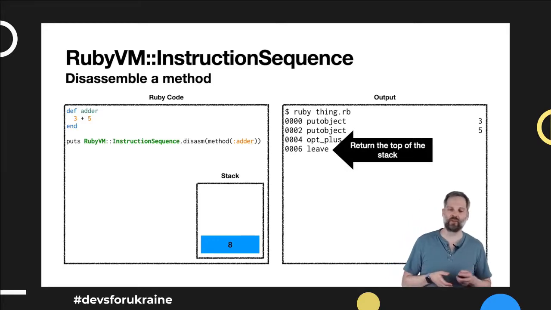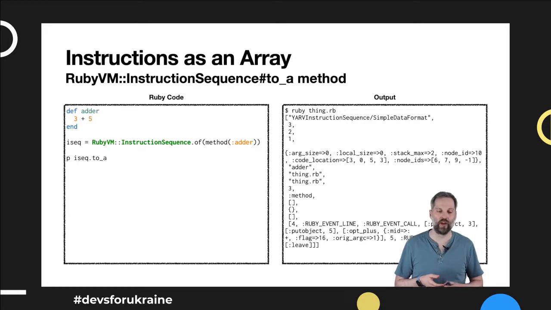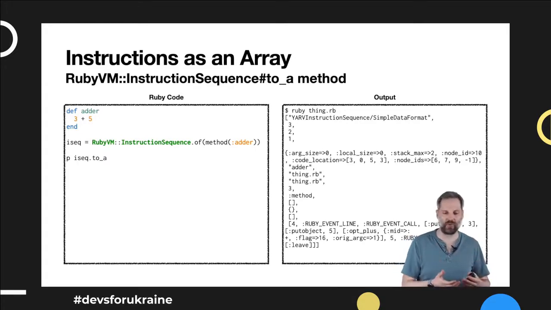And we can actually get the instructions back as an array. We can ask this iseq object, can you convert yourself into an array, please?